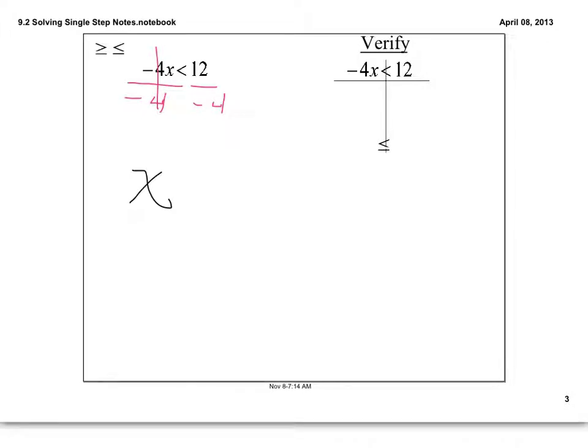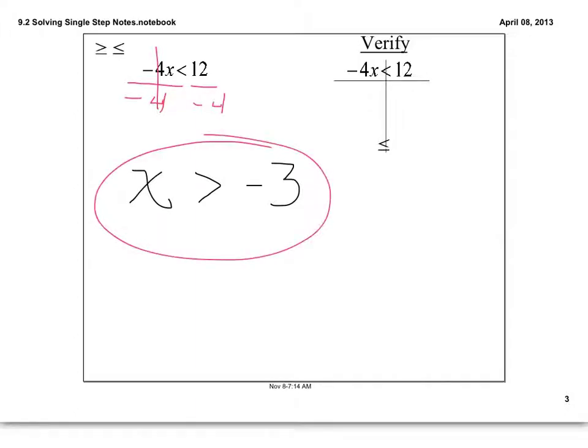12 divided by -4 is -3. Now we divided by a negative number, so the inequality will switch. So it started out as less than, and in your final answer it is greater than. So this is your final answer. Now to check that, you'll have to verify this. So x can be any number that is greater than -3.